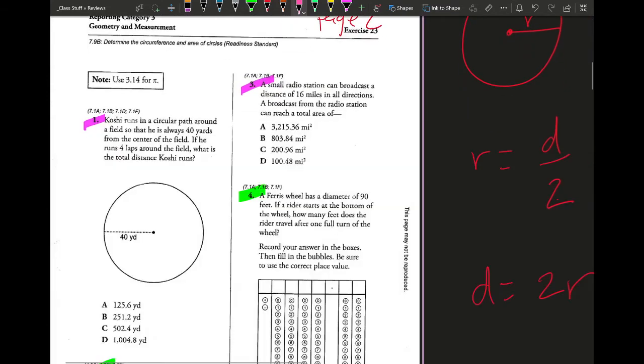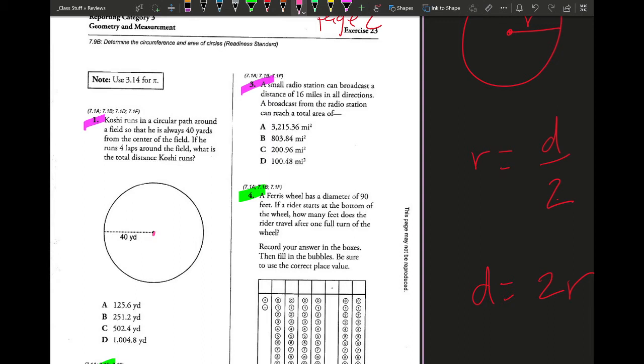We have a few more samples. Number 1. Kayoshi runs a circular path around the field so that he's always 40 yards away from the center of the field. So he wants to be 40 yards away from that. Okay? So let's pretend that he has a string attached to his waist, and there's a stake at the middle, and he's like a dog on a leash, right? Like a dog on a leash with the post in the middle. All that he can do is do a circular path, right?